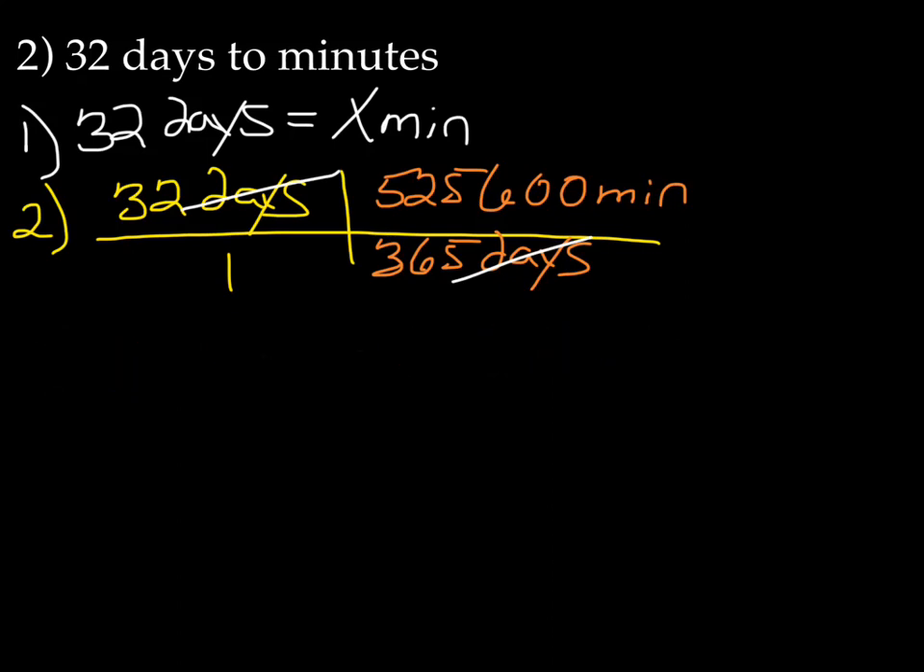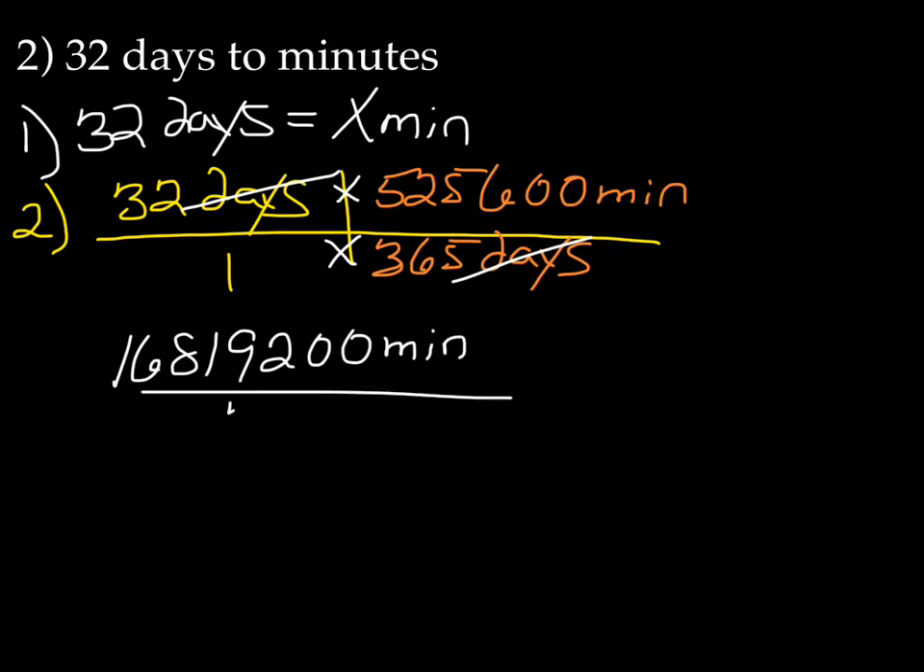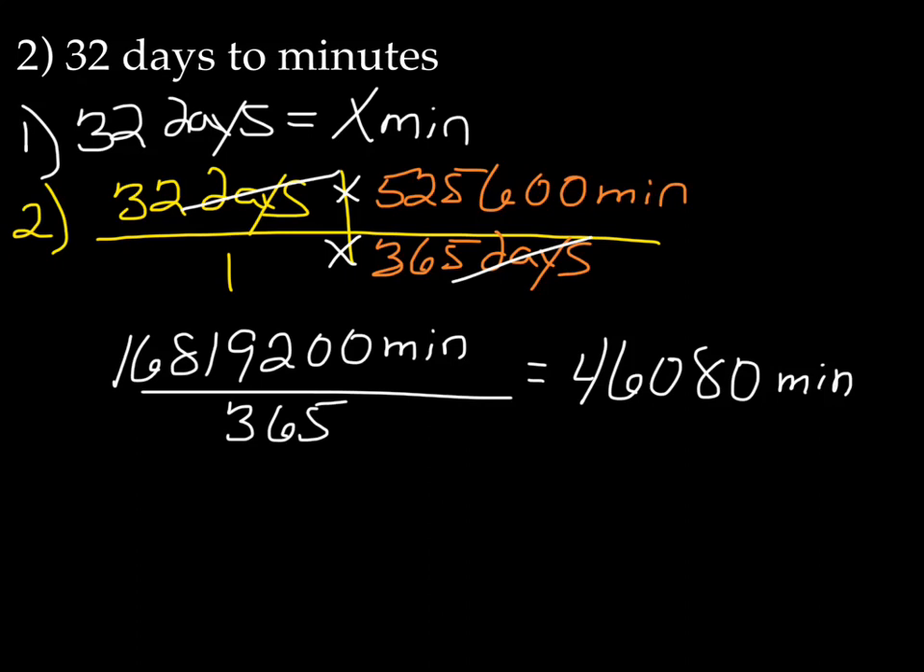All right, so I'm going to multiply across the top and across the bottom. And when I do that, I get a big old long number. You get 16,819,200 minutes over 365. Okay, and from here I divide, and I got 46080 minutes. So now let's look at our sig figs.